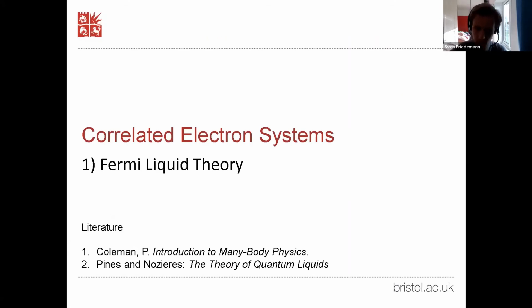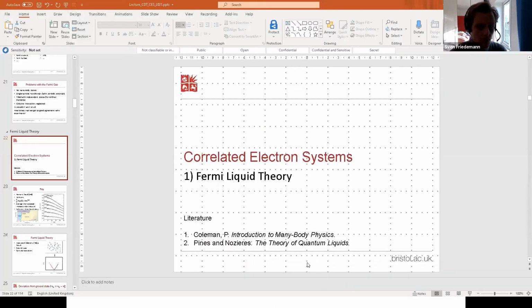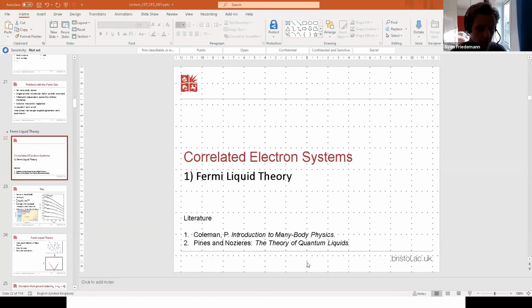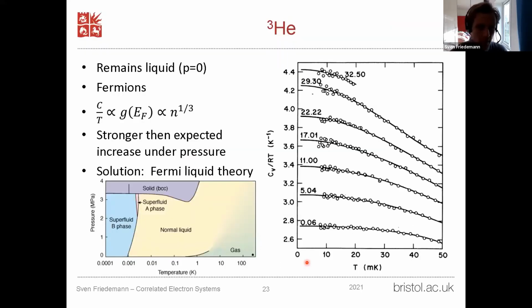So the next part is about Fermi liquid theory, and I've put down two textbooks here, which are good resources if you want to read more about this. We've seen all the successes of the free electron theory, but we've had the big question: how come it actually works? And the answer is something which Fermi liquid theory attempts to answer. An important piece for Fermi liquid theory was actually the work on helium-3.